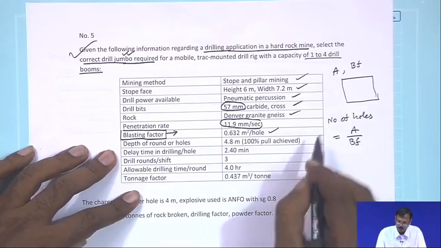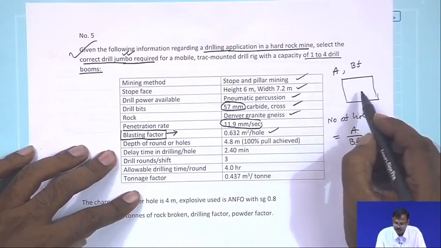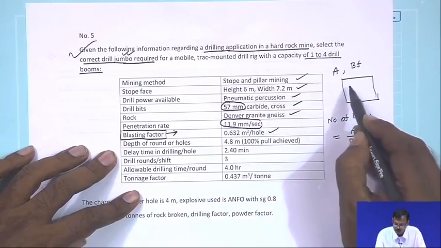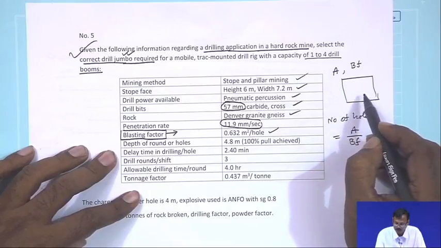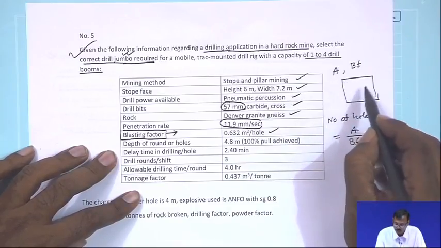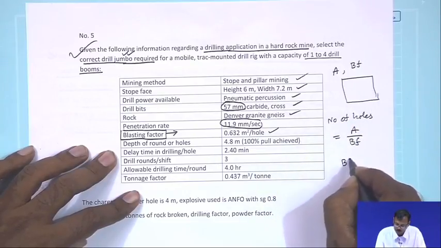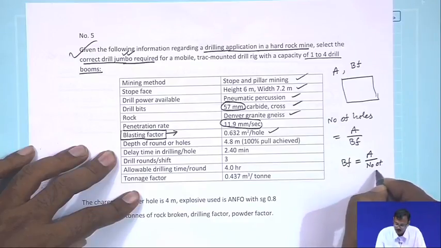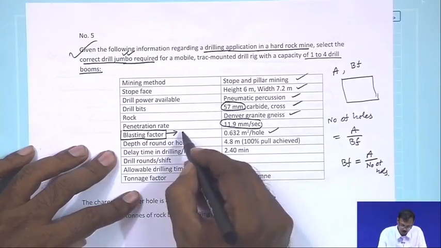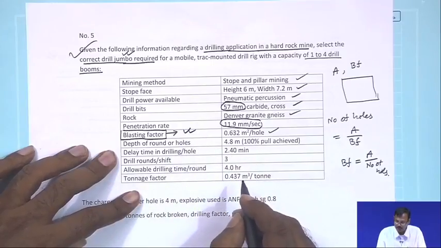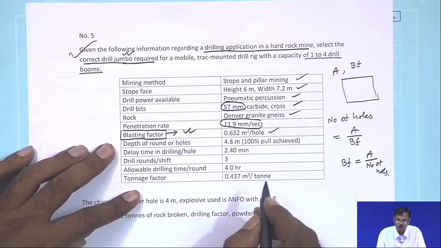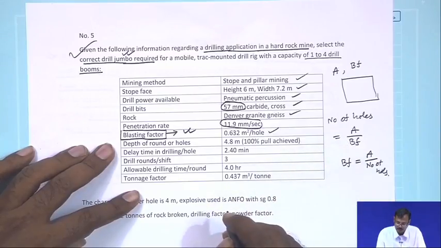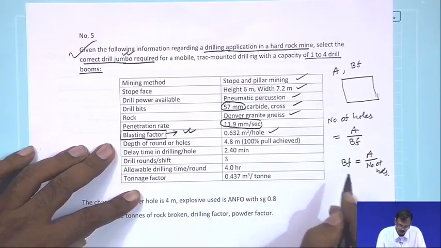So, basically for achieving the desired advance with the desired fragmentation, if we divide the area of the cross section by the number of holes to be drilled in that area, we will get the blasting factor. So, blasting factor is basically A divided by the number of holes. This is a new term one should know. Basically, this gives us an idea about how many blast holes are to be drilled in that particular face to achieve the desired advance and desired fragmentation.